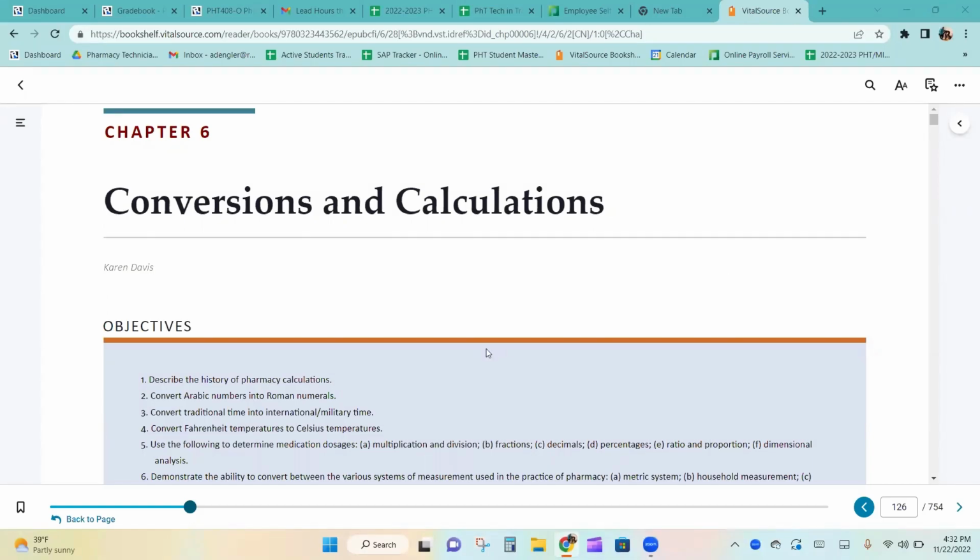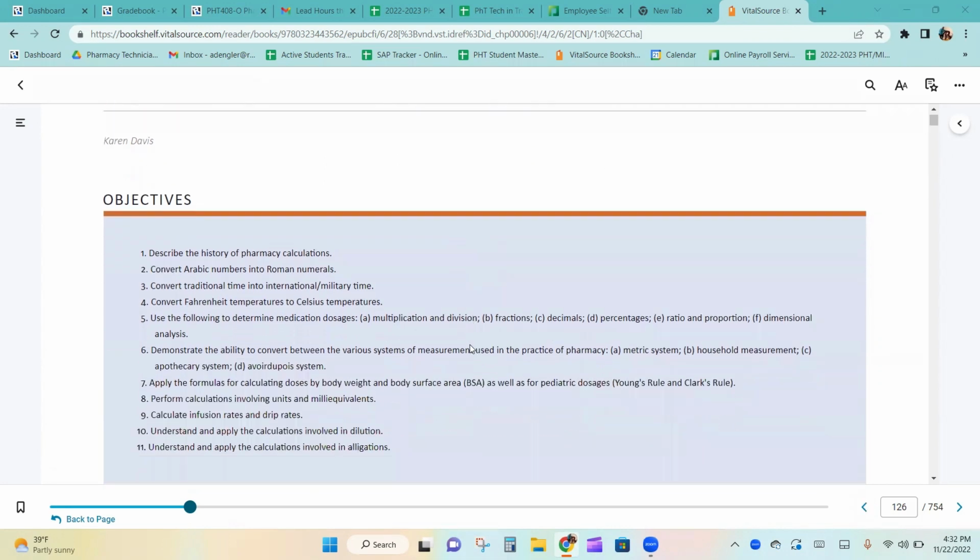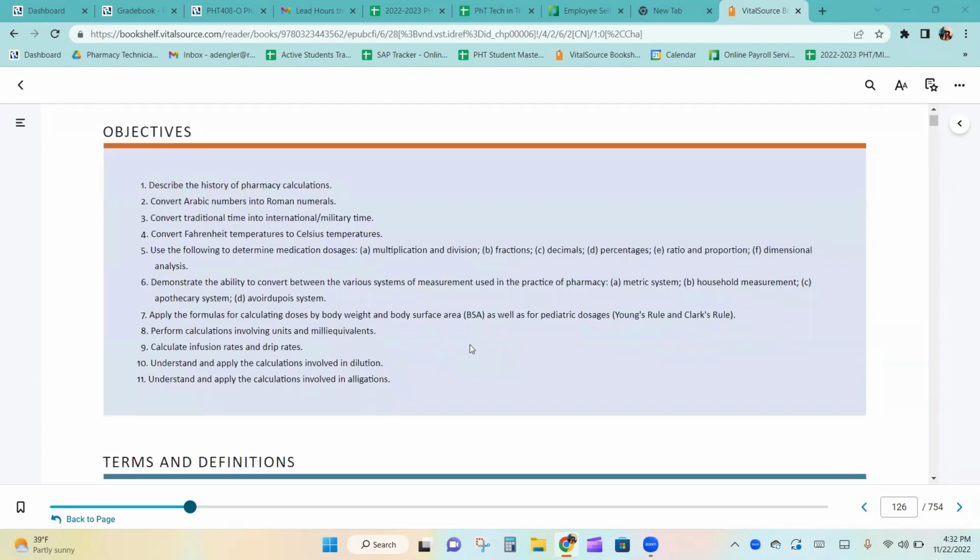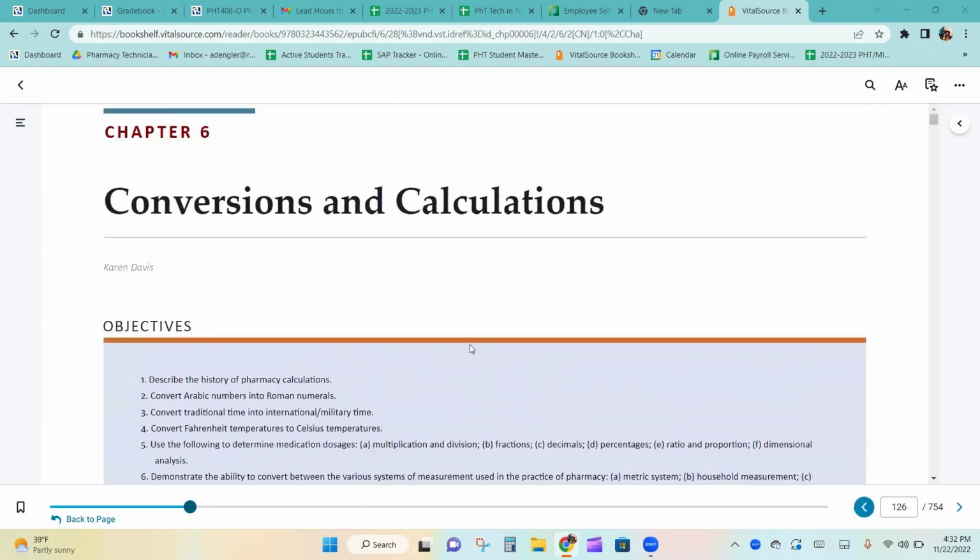Chapter 6, Conversions and Calculations. So as you can tell, this is a math chapter. So we will go over the examples and we'll go over the whole chapter. So try not to stress out too much. If you've already taken the math mod, then this should be a review for you. And if you have not, this will help you when you get to the math.